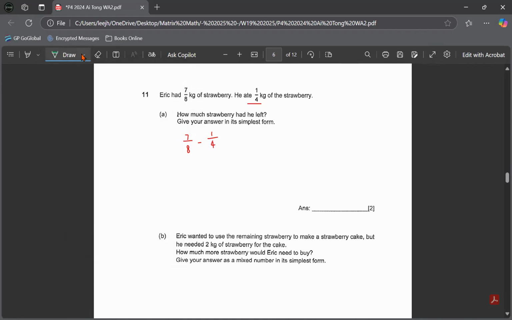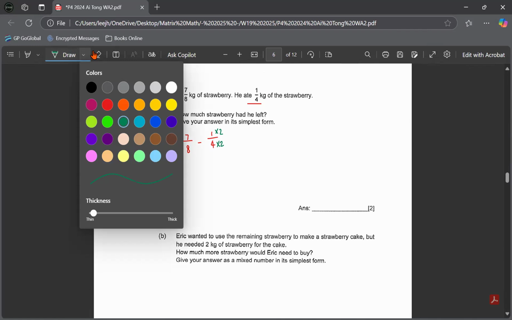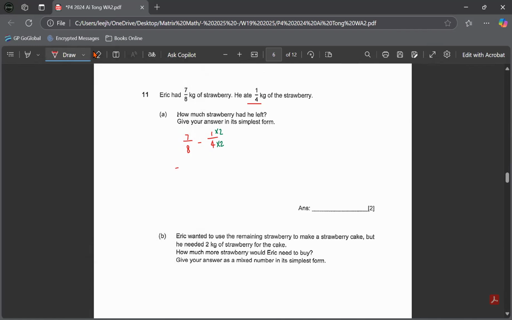So the same thing, denominator different, make the same. So times 2. You know that this can be made into denominator of 8. So it will be equal to 7 over 8 minus 2 over 8, 5/8. So what is the fraction of strawberry left? Is 5 over 8 kg. So this one cannot simplify already. So this is your answer for A.